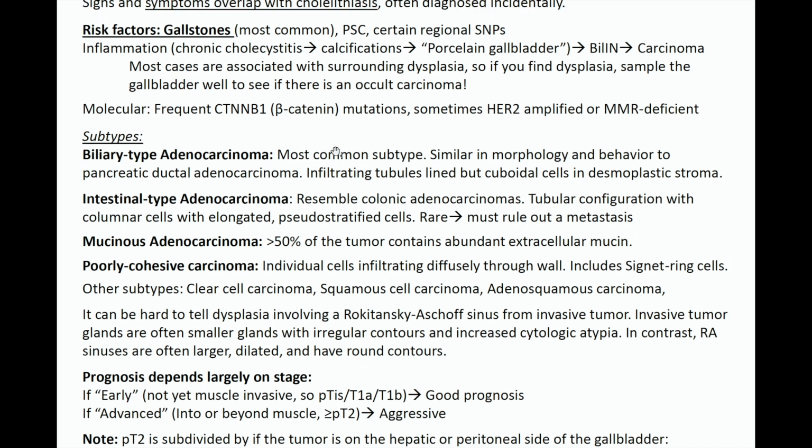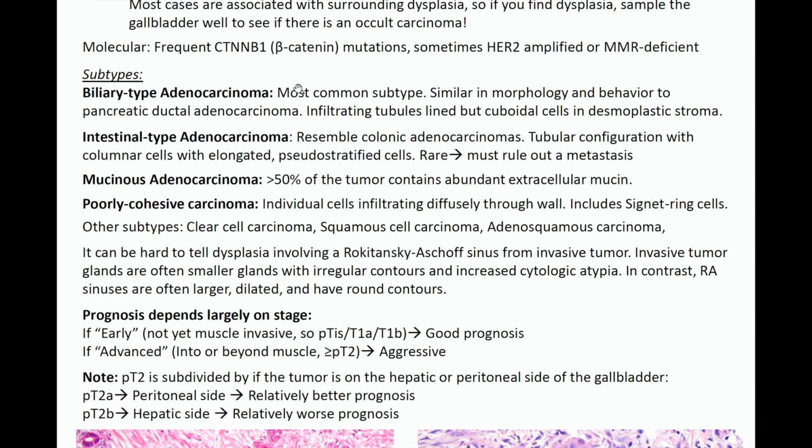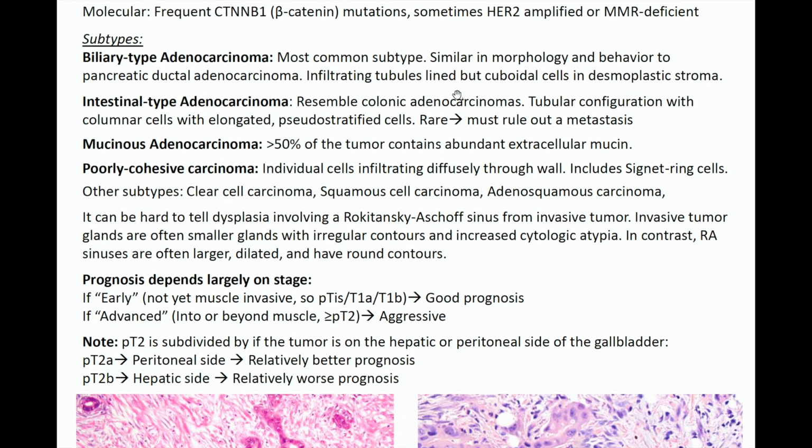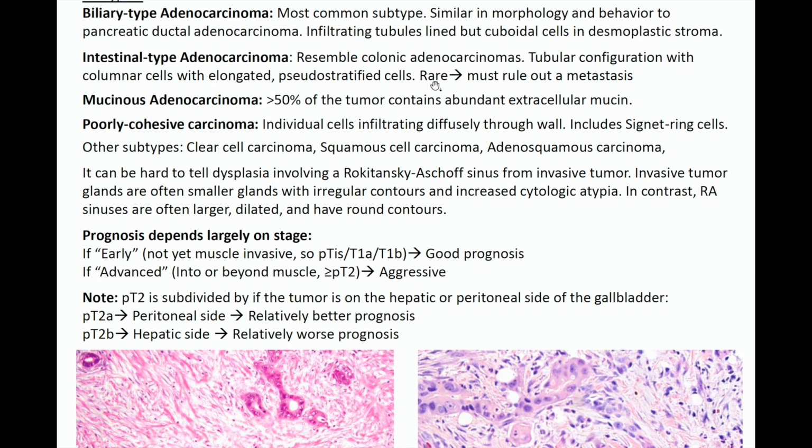The molecular for gallbladder carcinoma, there's frequently CTNNB1 mutations, which is associated with beta-catenin, sometimes HER2 amplification or MMR deficiency. And there are subtypes, just to make it more complicated. That's what we love to do in pathology, is to have subtypes for everything.